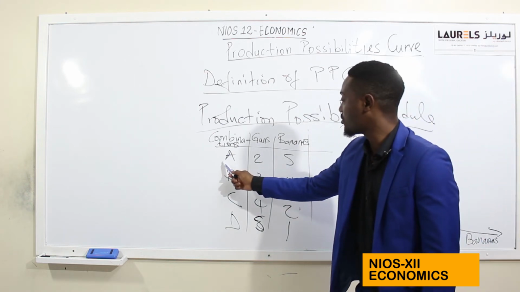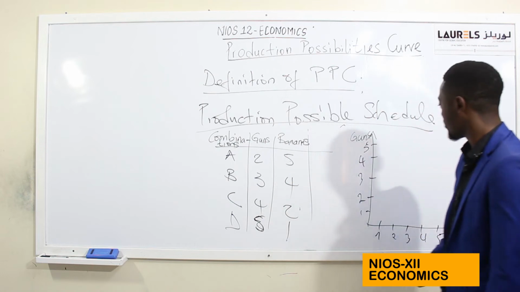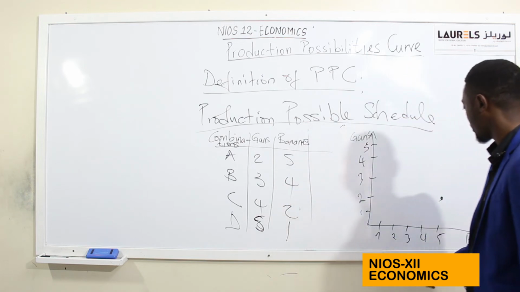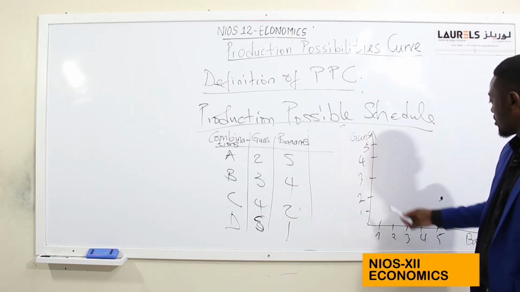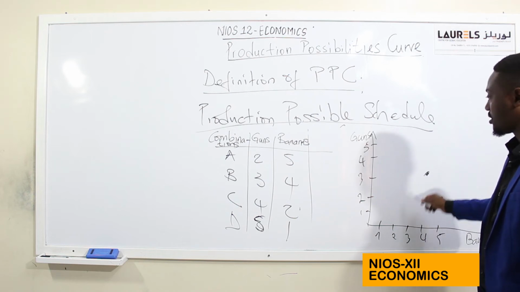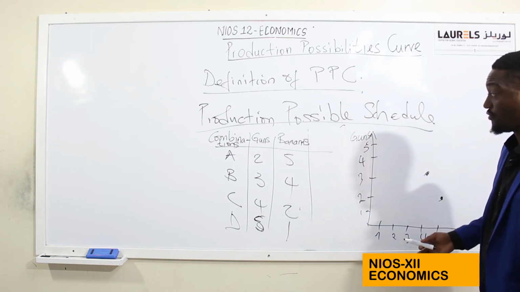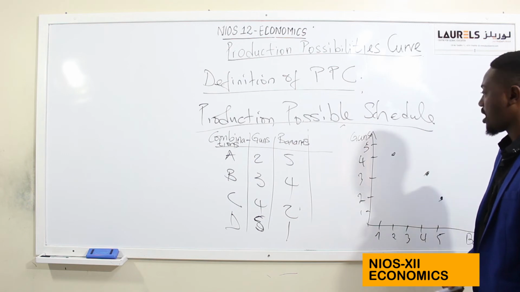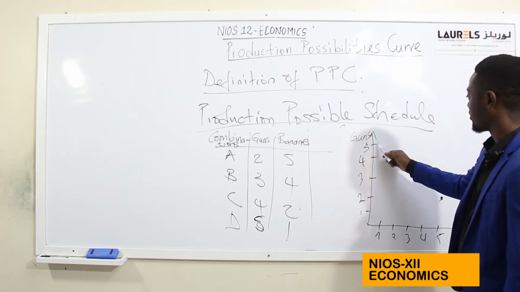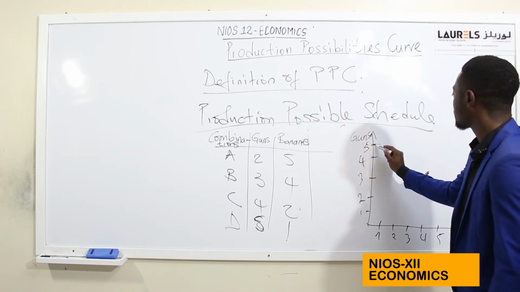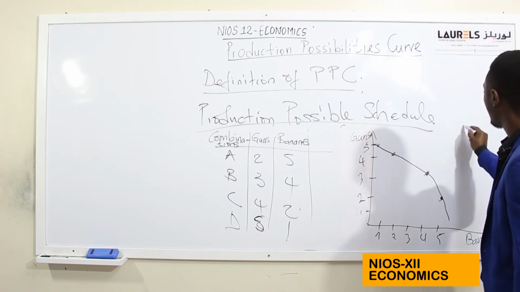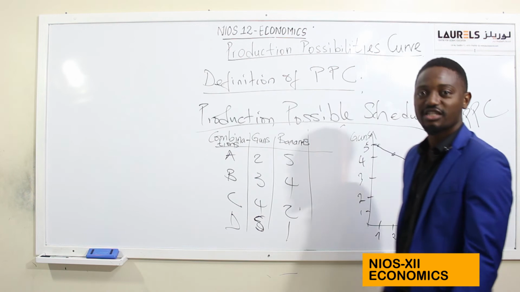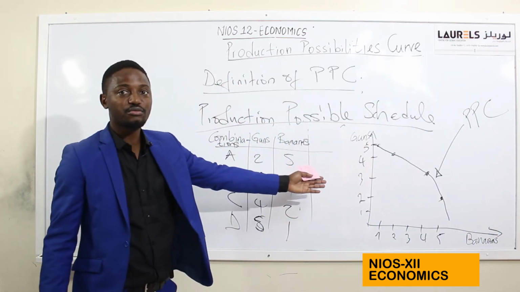Our first combination, combination A, is made up of 2 guns and 5 bananas, so we plot it here. The next combination, 3 guns and 4 bananas. So that's here. The next combination is 4 guns and 2 bananas. Here. And the next combination is 5 guns and 1 banana. When we link these points up, there we go. This curve is called our production possibility curve, which is very simple to obtain.